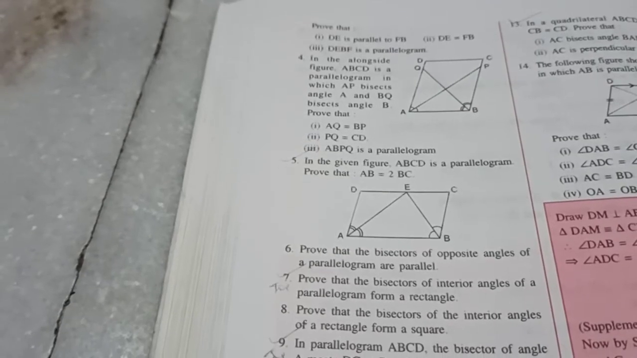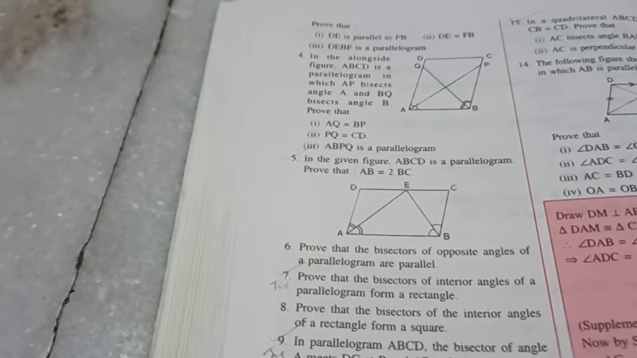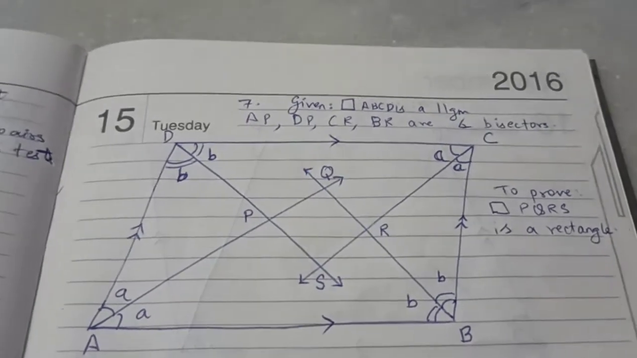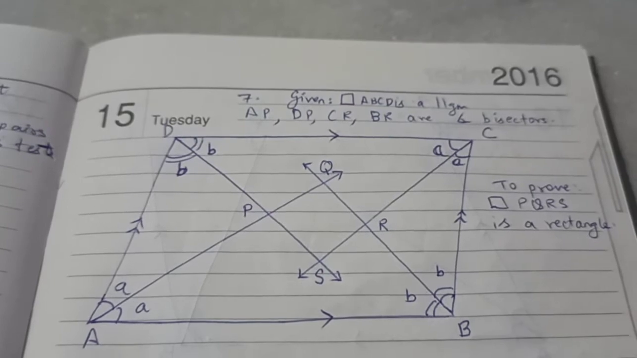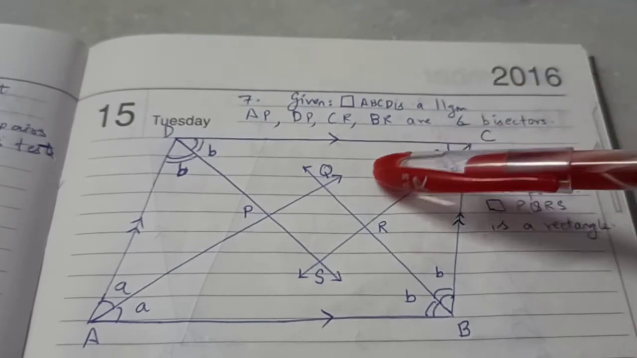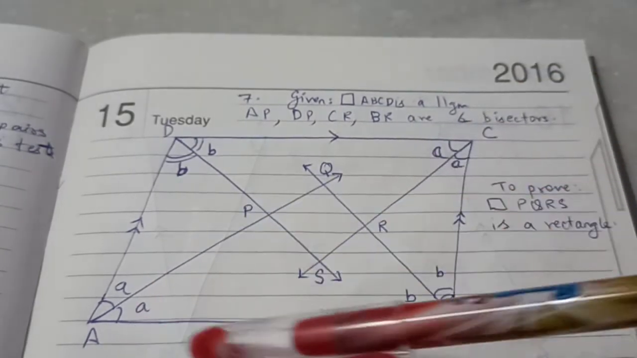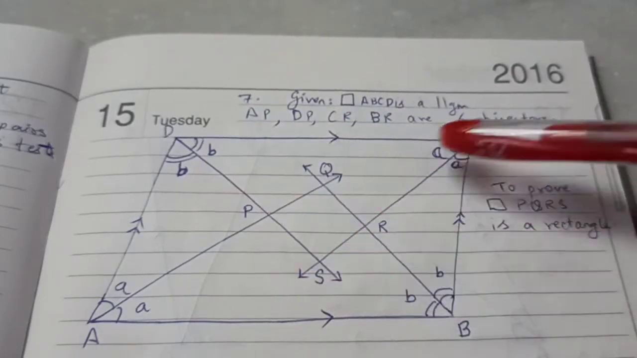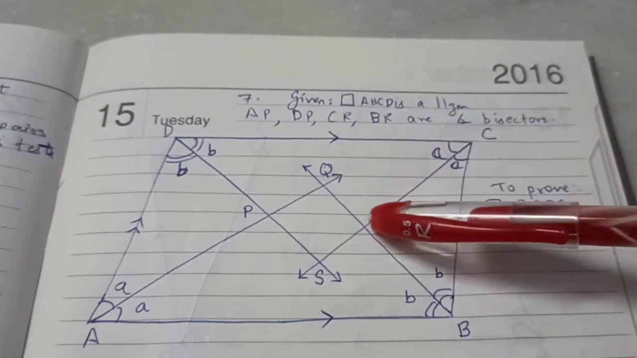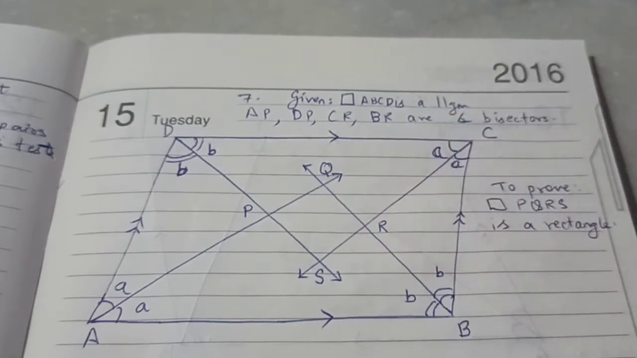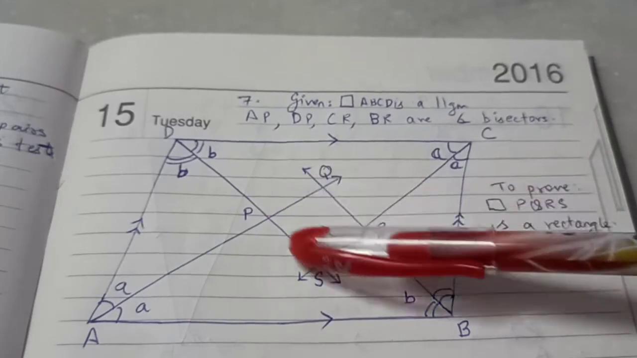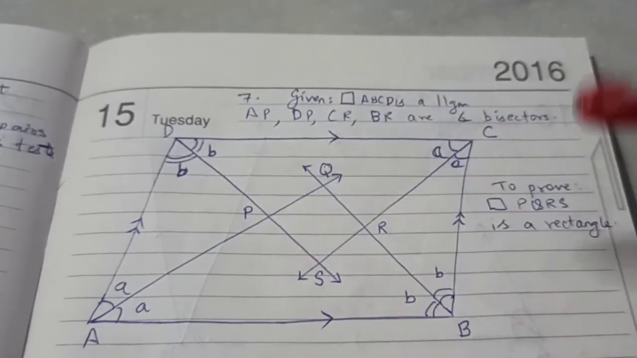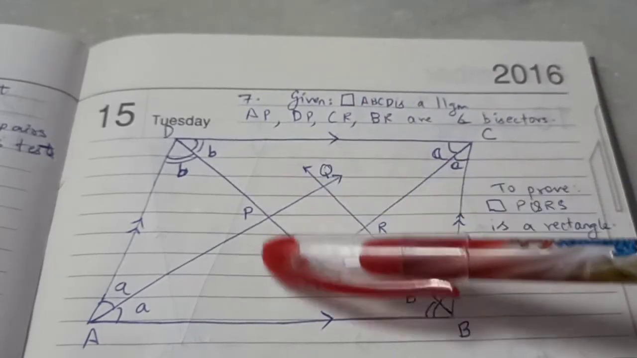Now the seventh sum is IMP. Prove that the bisectors of interior angles of a parallelogram form a rectangle. Here the given is not given, so you'll have to write the given. Did you get the diagram right on your own? ABCD is a parallelogram, and AP, DP, CR and BR are the angle bisectors. They are all intersecting at these points. Prove that PQRS is a rectangle. Not only is it a parallelogram, but it's a rectangle.